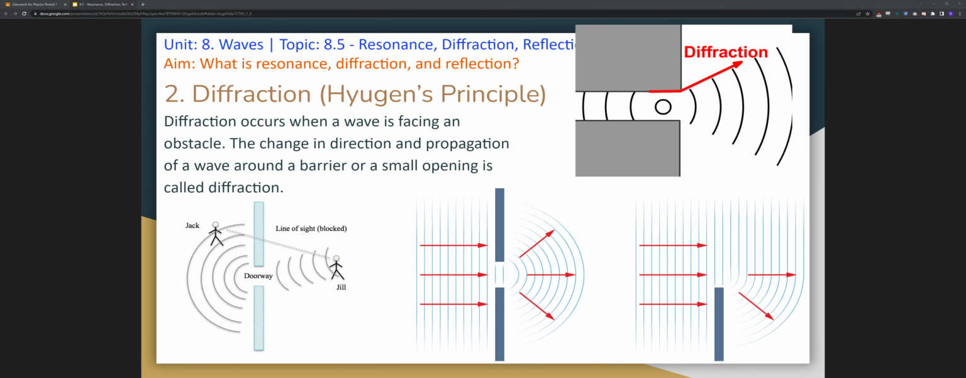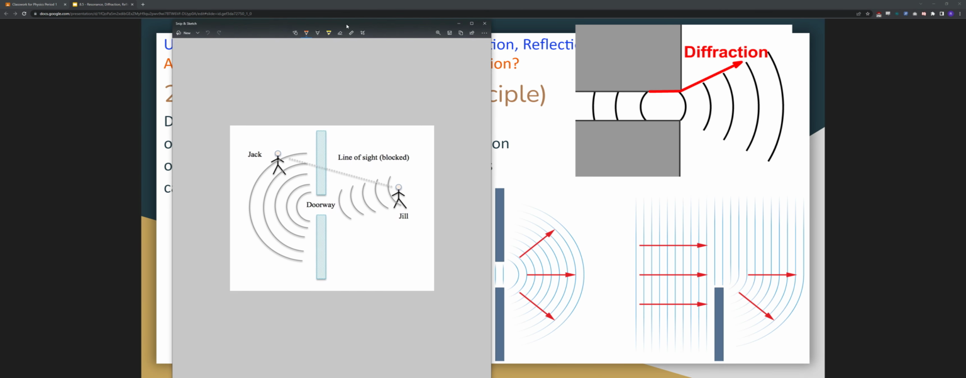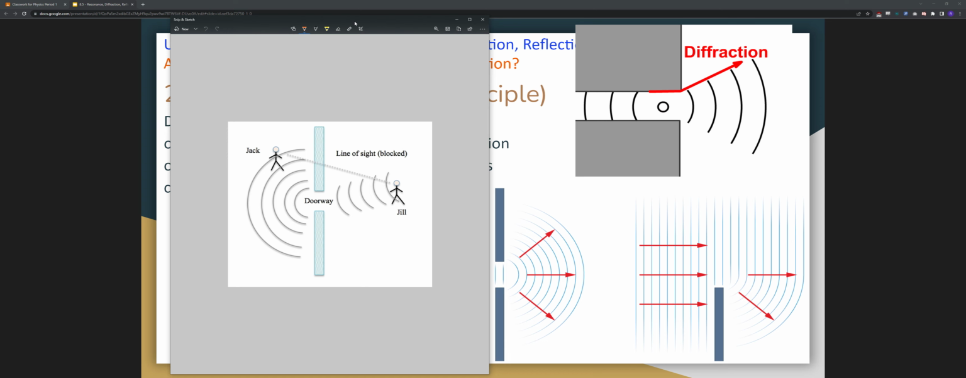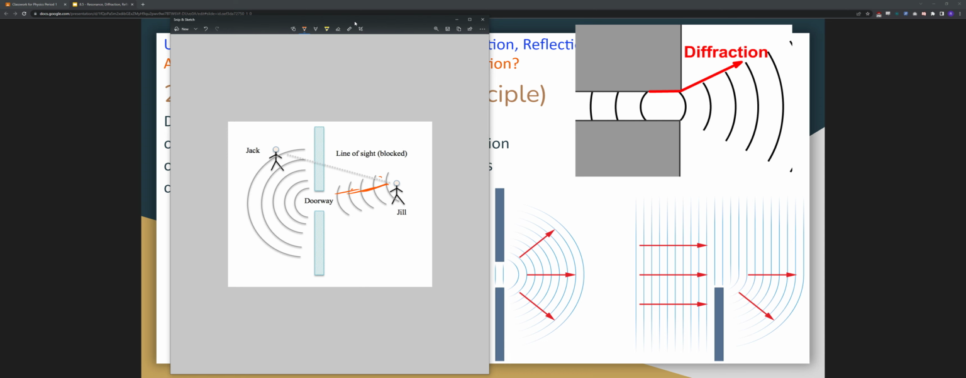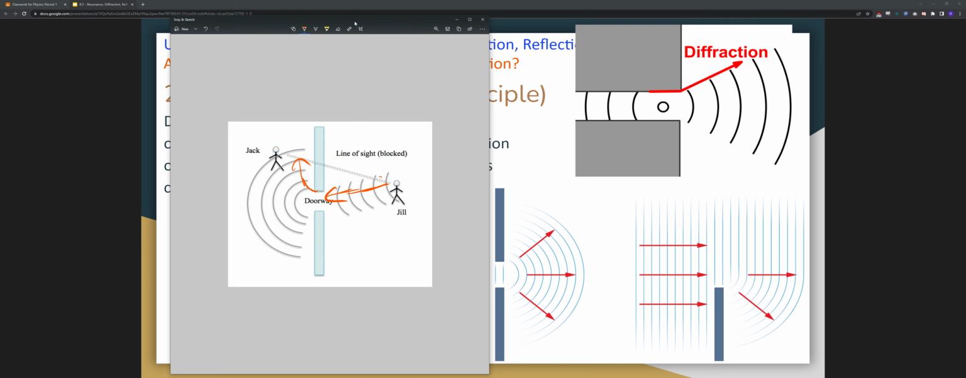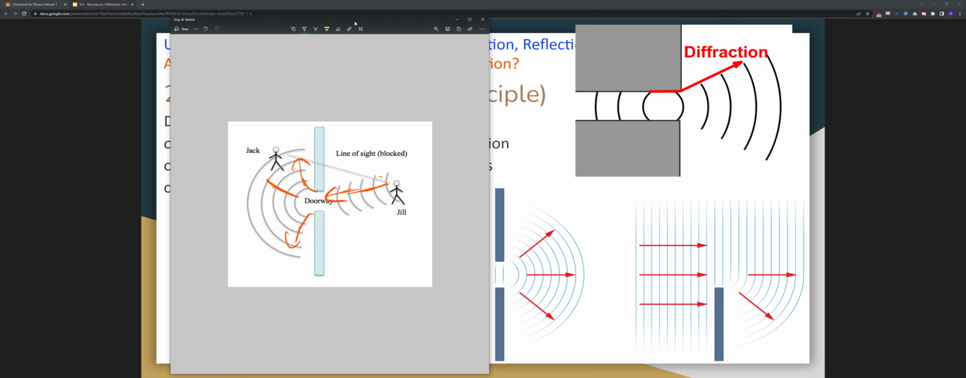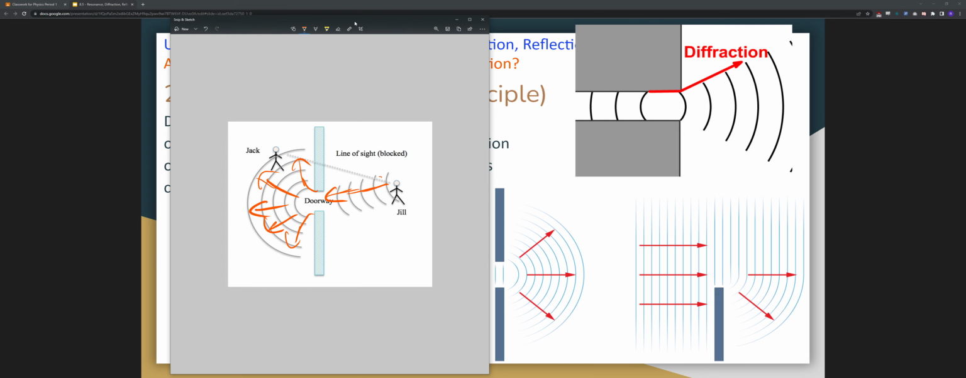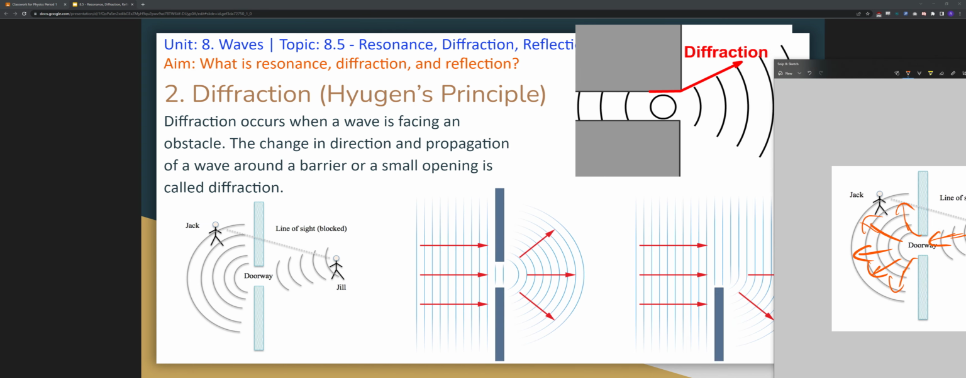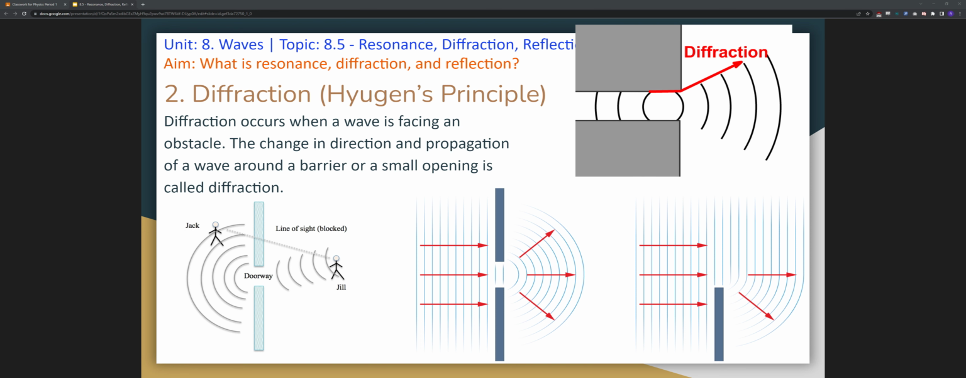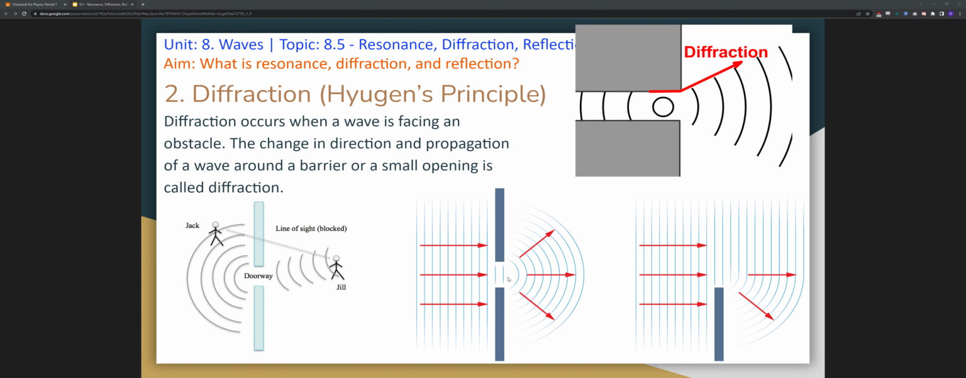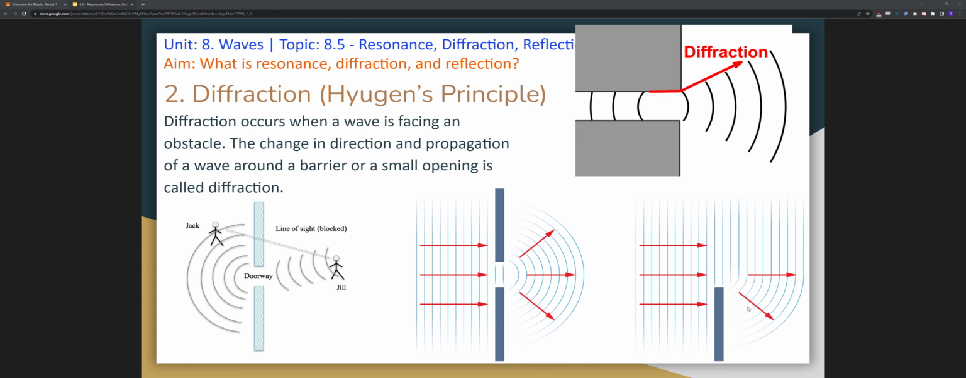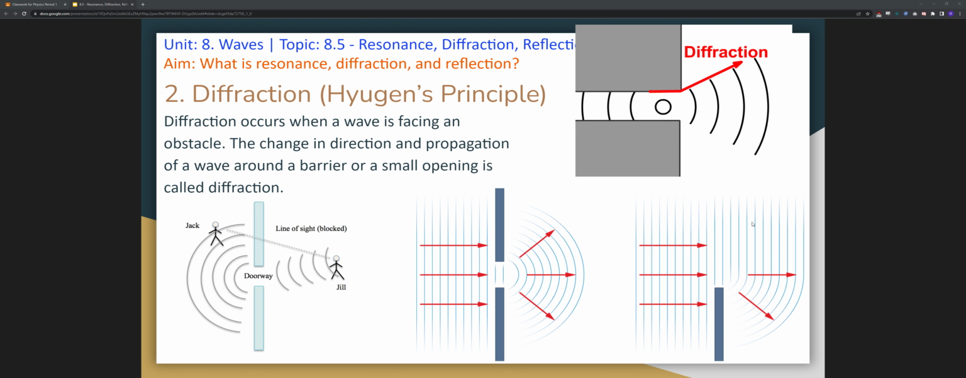Let's take a look at the bottom GIF over here. You'll see that as the sound waves go through this doorway, they kind of spread outwards, and this is actually known as something called diffraction. Diffraction is essentially the change in direction and propagation of a wave around a barrier or a small opening. And you can all see examples of diffraction over here. Again, as waves move towards an opening or around a barrier, the wave will curve. It will kind of make some kind of circle.